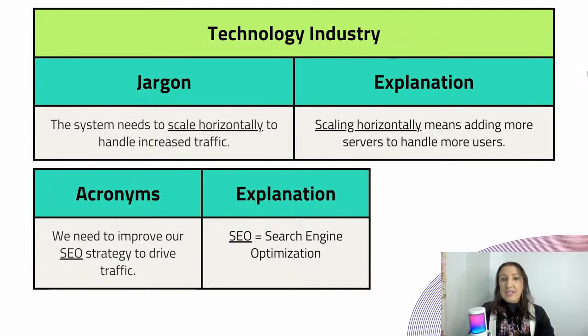We have, for example, technology industry. So for technology, if someone is talking to you and they say something like scale horizontally, they mean that there's a lot of servers to handle more users. Or an acronym like SEO, we know that it means search engine optimization.